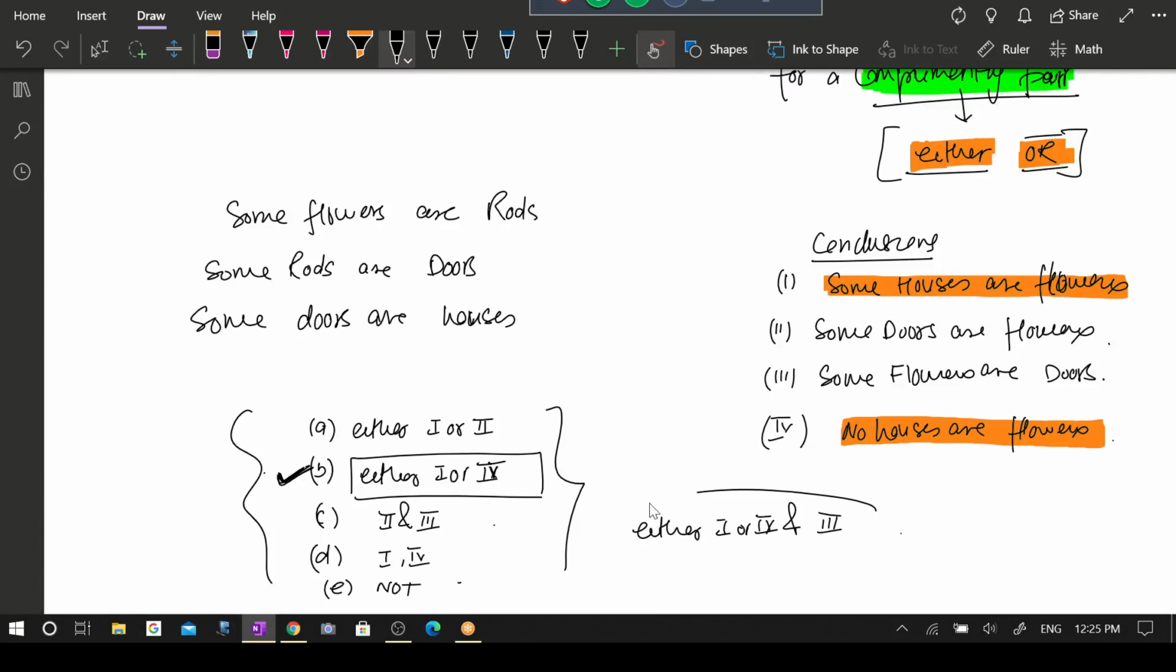Then we would have to draw. Then we would have to draw. So let me draw it as well.